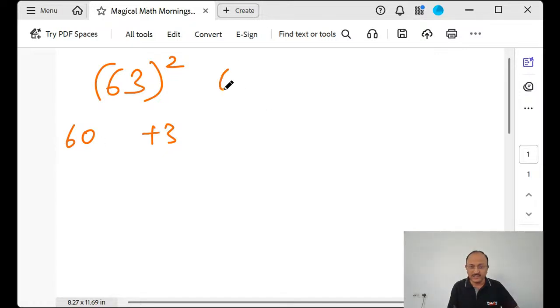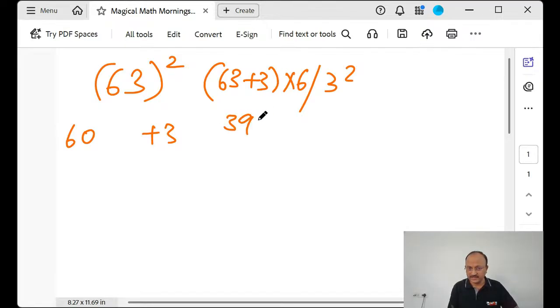63 plus 3 we should do, and then we should multiply with 6. And right hand side is just 3 square. Correct? No? 63 plus 3 is 66. 66 times 6 is 396, and 3969 is the right answer that you had given. Very good. Let us take one big number. 709 whole square. Try this. 709 whole square.